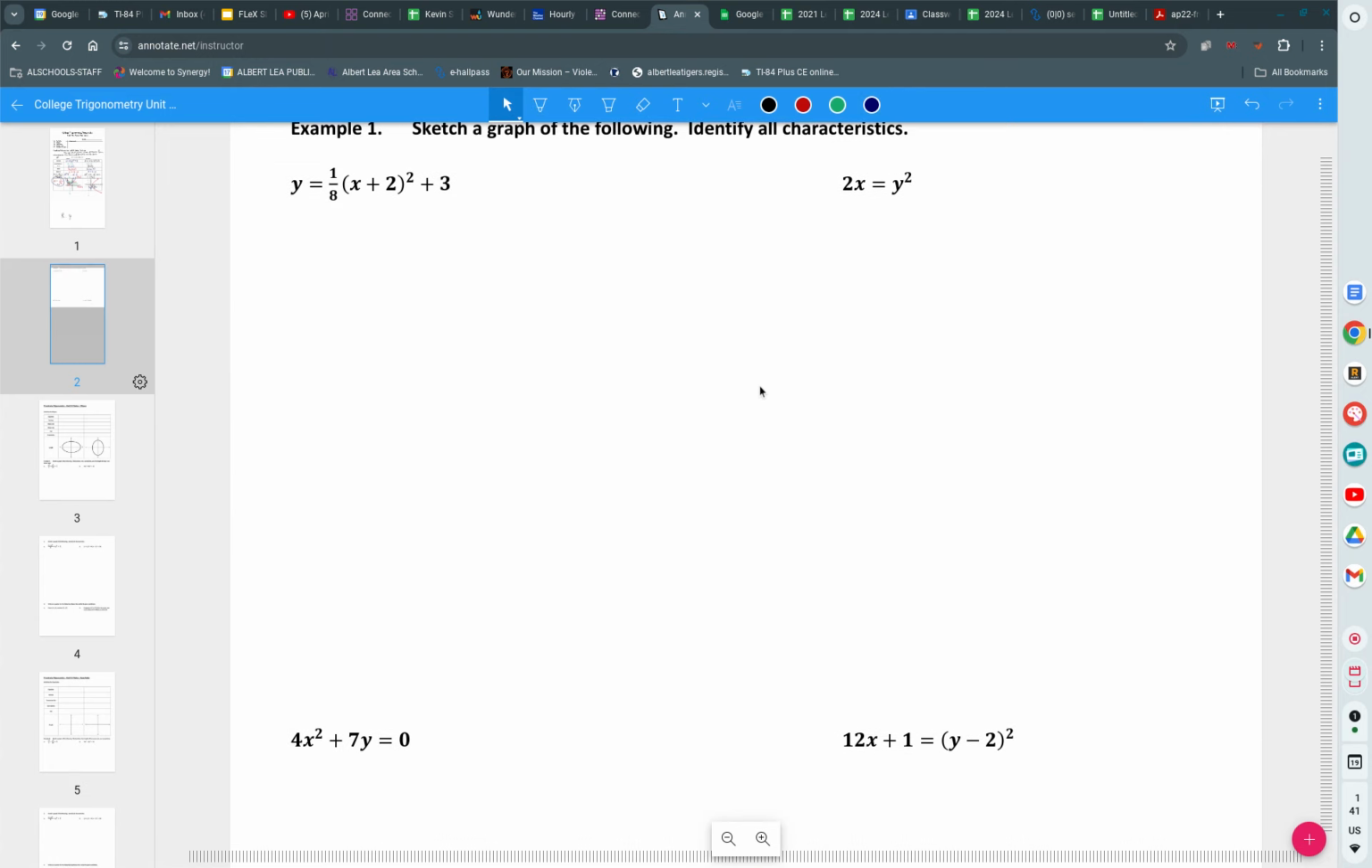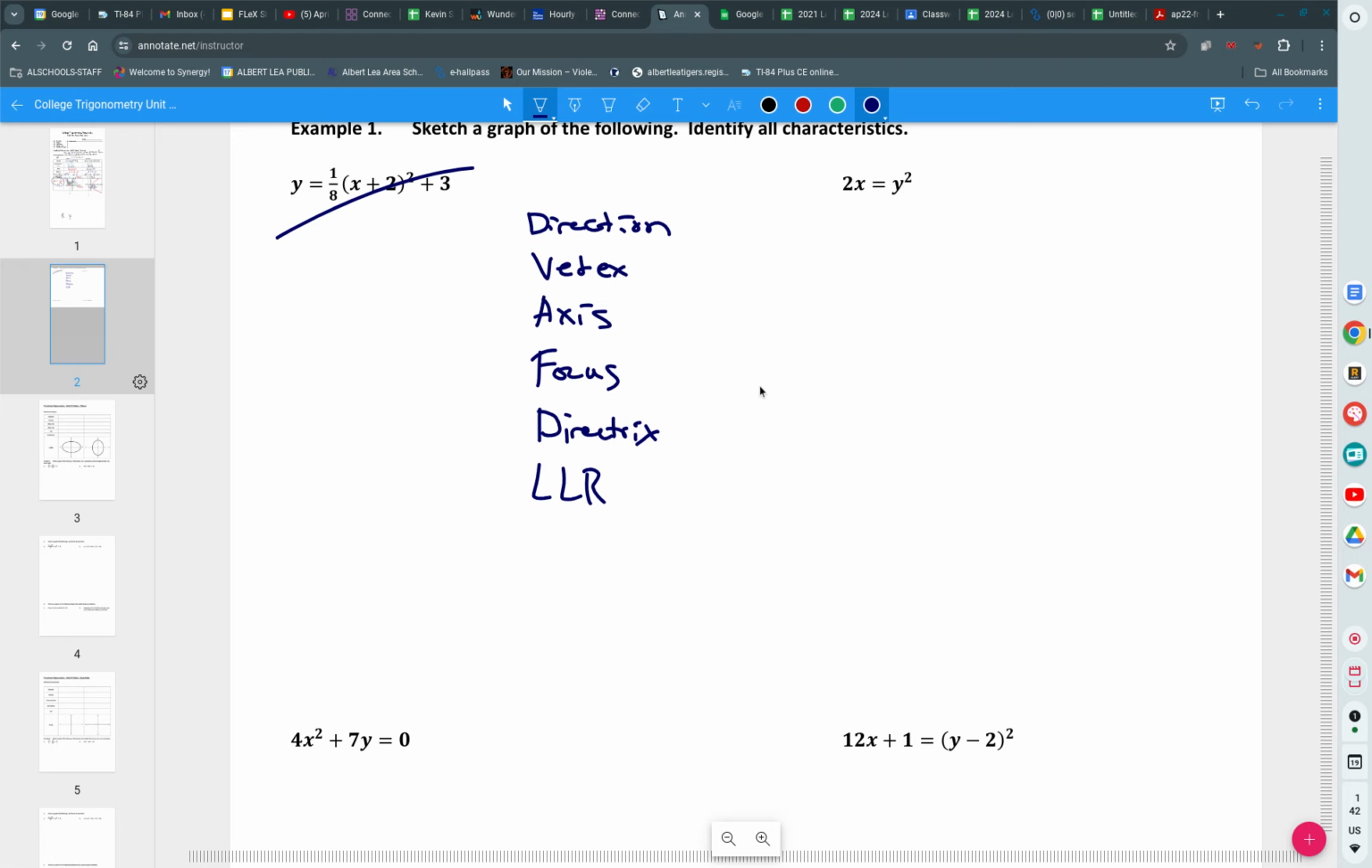The first one, so we did this one yesterday. And so now we're going to do that guy. We are going to label the direction, the vertex, the axis of symmetry, the focus, the directrix, and the length of the latus rectum. What I want you to do first is quietly talk to the person next to you and decide, do you think that this parabola opens up, down, right, or left? And why do you think that? Go ahead, talk quietly.